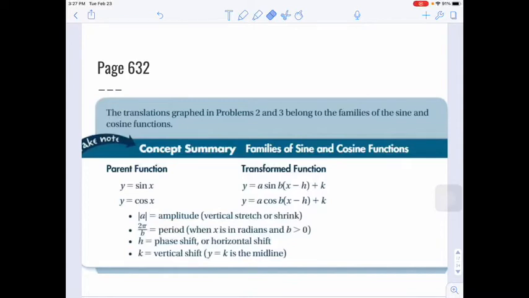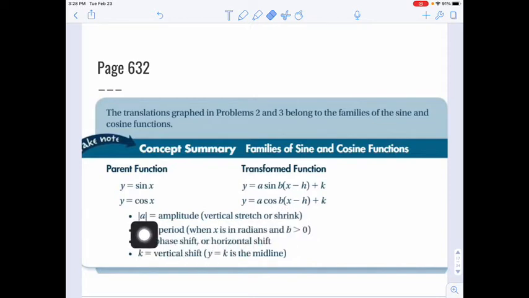Section 8.7, Example 4 on page 632, we have the translations. Graph problems 2 and 3 belong to the families of the sine and cosine functions. The parent function for sine is y equals sine of x, and the transform function is y equals a times sine of b times x minus h plus k. And then the parent function for cosine is y equals cosine of x, and the transform function is y equals a times cosine of b times x minus h plus k.